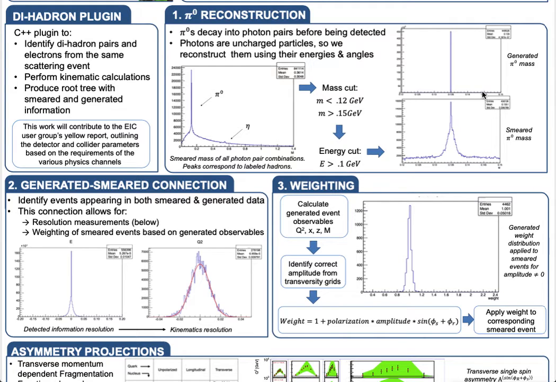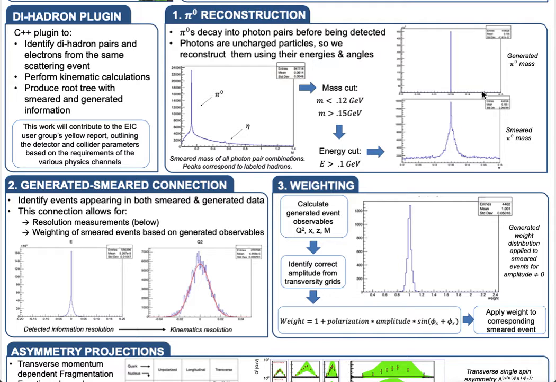The first is pi0 reconstruction. This allows us to now look at channels involving the pi0. Previously, since pi0's decay before being detected, they were not part of the simulation, but now they are. I also implemented this generated-smeared connection, which allows us to look at the resolution. And it allows us to do the third thing that I improved, which is the weighting scheme.